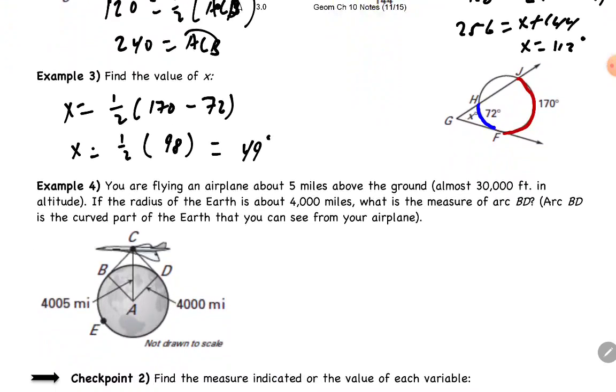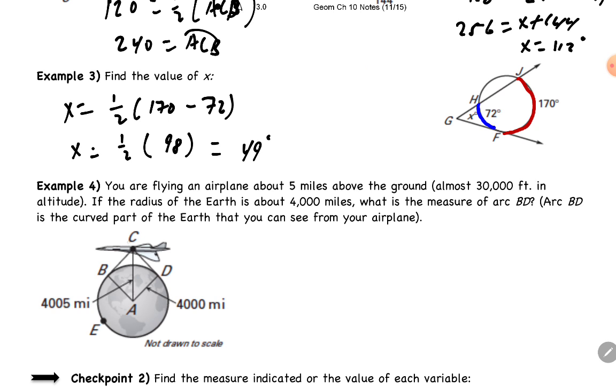Example 4, you're flying on an airplane about 5 miles above the ground. So 30,000 feet in the air-ish. If the radius of the Earth is about 4,000 miles, what is the measure of the arc BD?